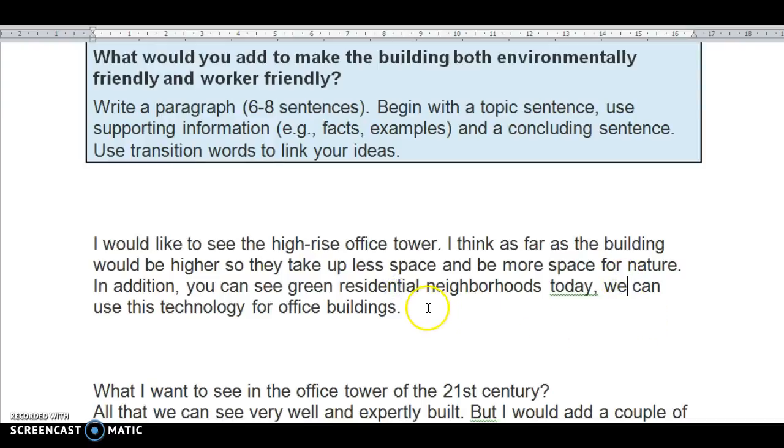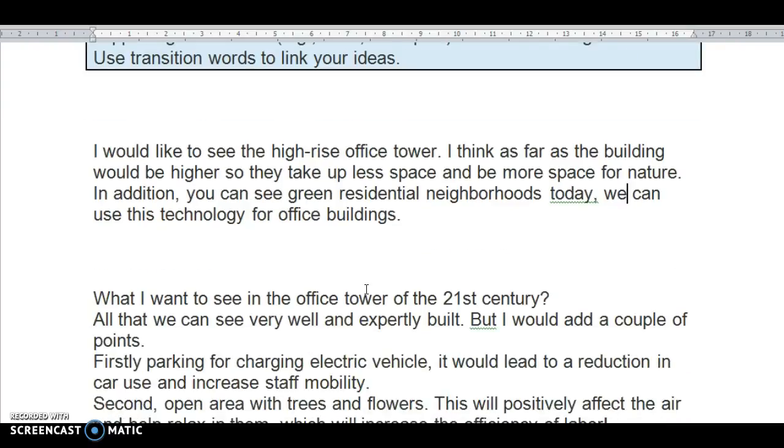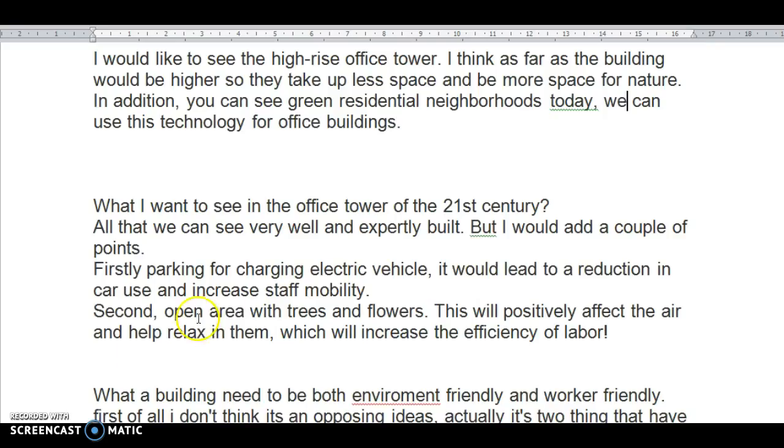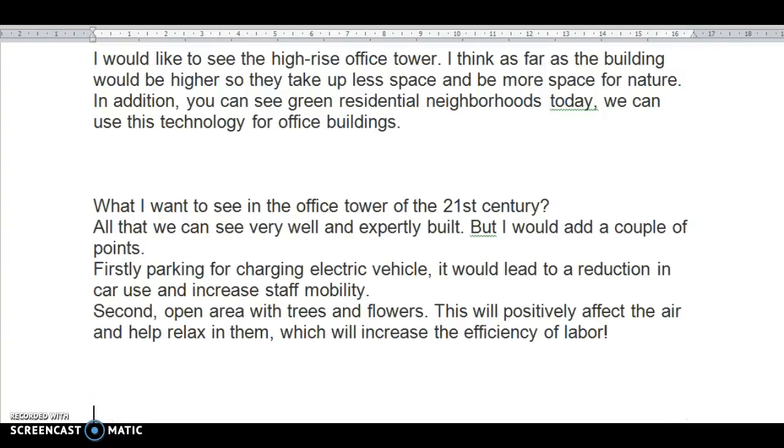So the beginning of some good ideas, but what we need here is, again, more information, that 6 to 8 sentences, in order to better explain what it's about. Let's take a look at another one. Again, the same issue. We want the sentences to follow one another.